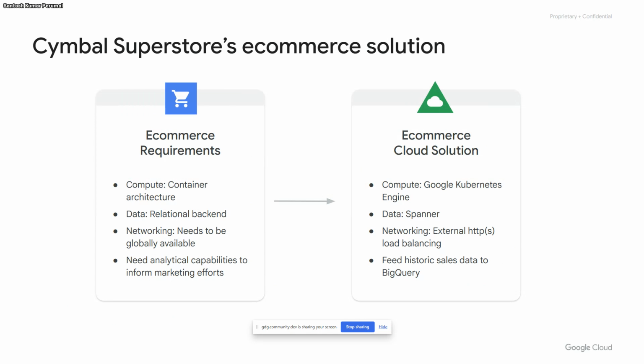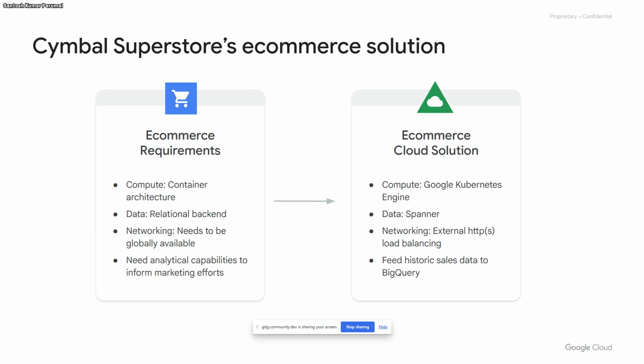And if you see the e-commerce cloud solution, here you can see the actual solution for their requirement. On the left hand side, where their requirement was to have a container architecture for their compute solution, the container solution in Google Cloud is Google Kubernetes Engine, which runs mainly on Kubernetes, and it is a managed service for Kubernetes which helps you to spin up your containerized application. So that's why they have been mapped to Google Kubernetes Engine.